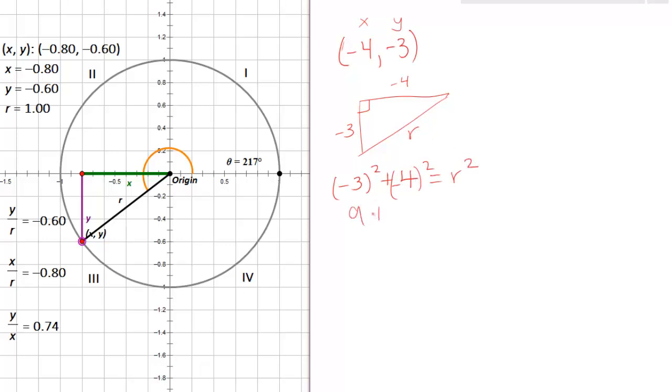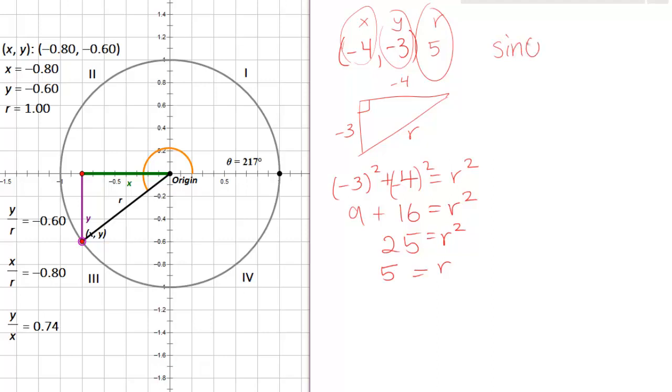So that'll be 9 plus 16 is r squared, which will be 25 is r squared, which will be that r is 5. Now the radius is always positive because of its nature. So we have x -4, y -3, and r equal to 5. Once we have that, we can find all of the ratios possible.